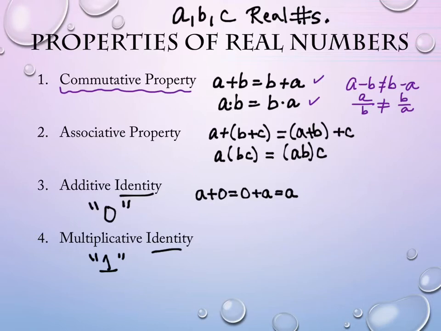The multiplicative identity does the same thing, but with multiplication. 1 times A is equal to A times 1, which is equal to A.